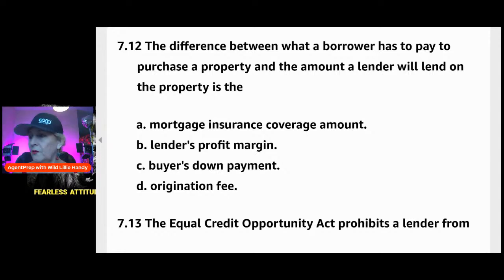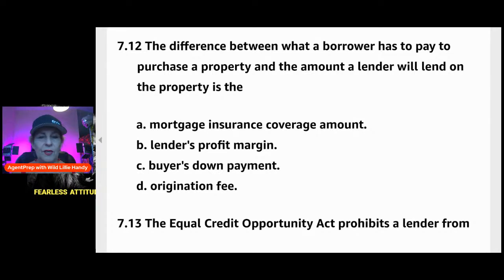So most individuals, unless they're veteran, when they're borrowing a loan to purchase a property, they've got to have some money, right, in addition to the loan, and then of course also closing costs. Yes, the answer is C, buyer's down payment.